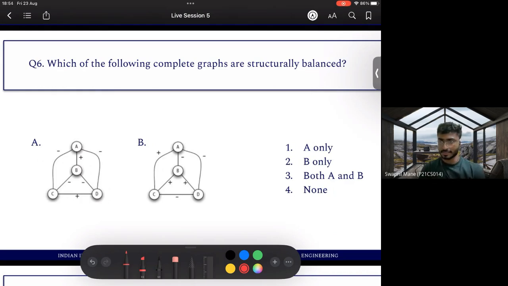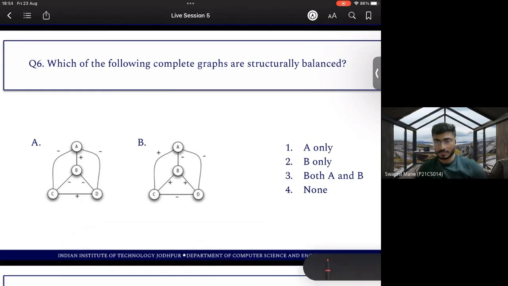Sorry, there was an inconvenience. There is a connection trouble. Yeah. So, is there any answer for this question, or should I move ahead?